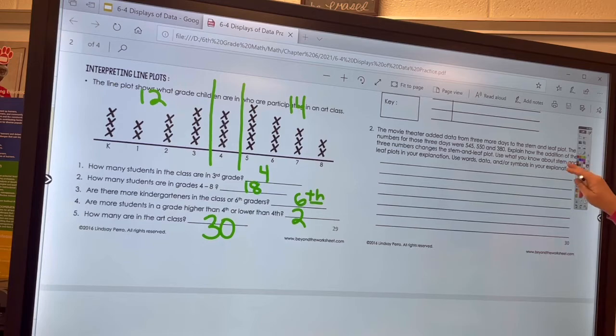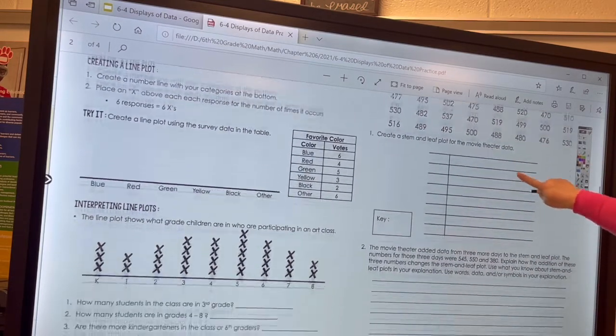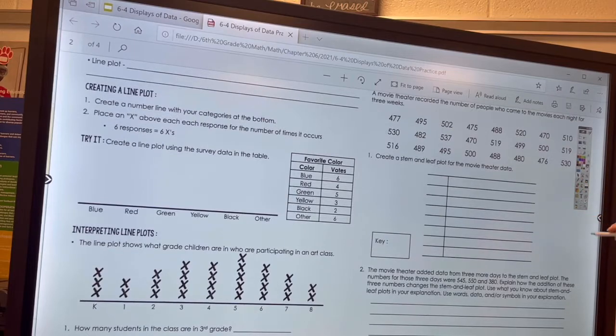All right, let's look. And I'm going to put that back up in just a second. I'm going to give you the key for this one. And I want you to make it. So let's say, if this is the key, I want you to make your stem and leaf plot for that one.